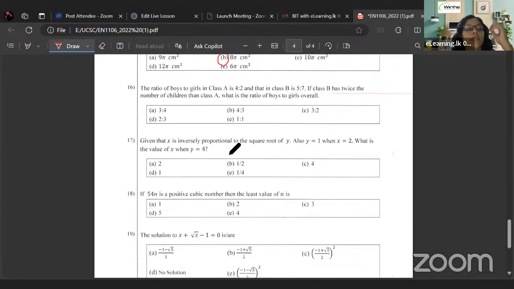Then question number 16. Move to question number 16. We do this quickly, we can move on to the next paper also, right? Question number 16. The ratio of boys to girls in class A is 4 to 2 and class B is 5 to 7. If class B has twice the number of children than class A, what is the ratio of boys to girls overall? Right?